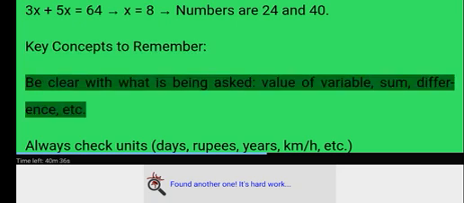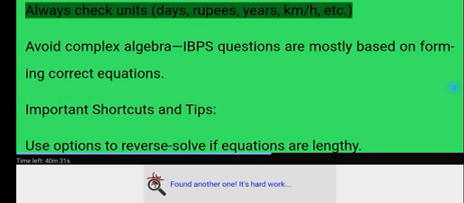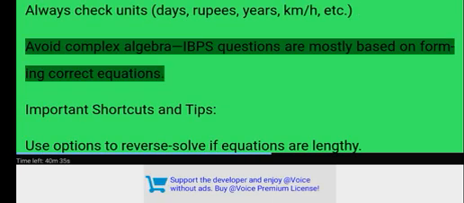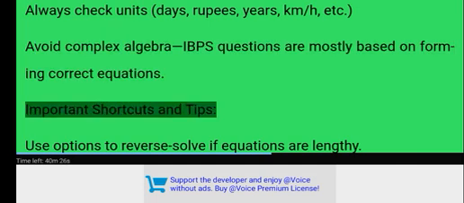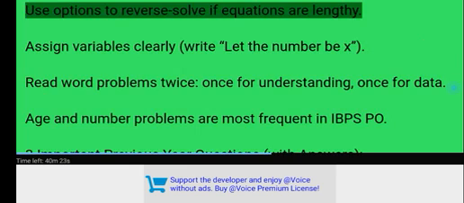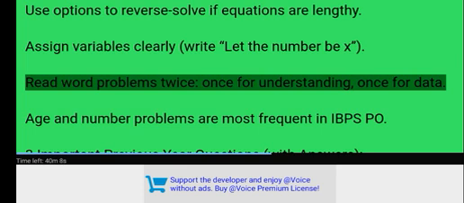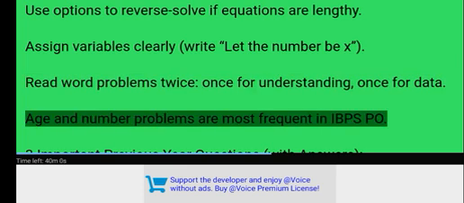Key concepts to remember. Be clear with what is being asked: value of variable, sum, difference, etc. Always check units: days, rupees, years, kilometer per hour, etc. Avoid complex algebra. IBPS questions are mostly based on forming correct equations. Important shortcuts and tips. Use options to reverse solve if equations are lengthy. Assign variables clearly, for example, let the number be x. Read word problems twice, once for understanding, once for data. Age and number problems are most frequent in IBPS PO.